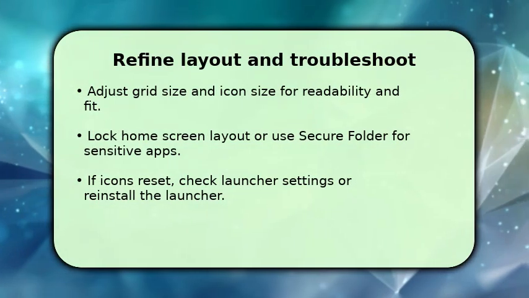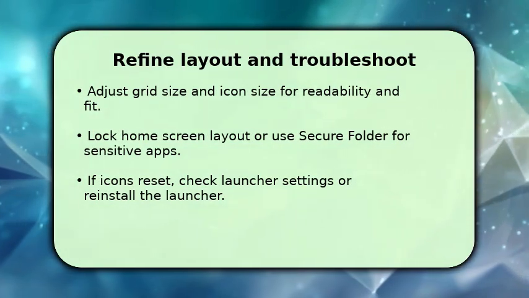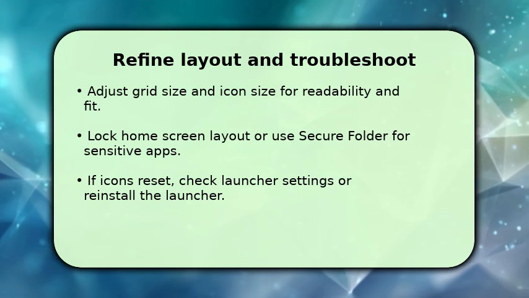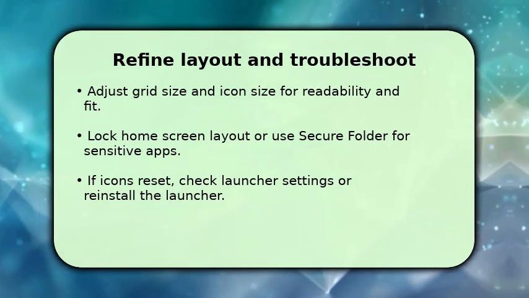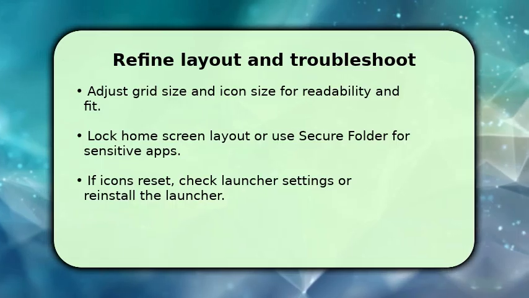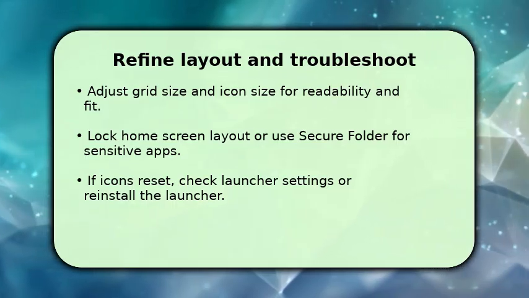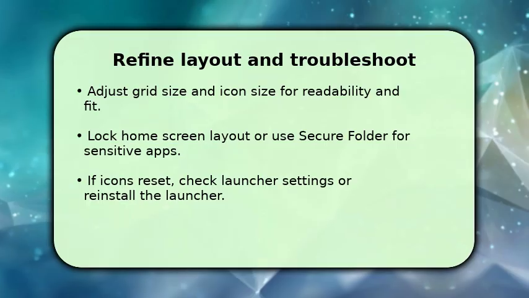Finish by refining. Change the home grid and icon size so everything is readable and evenly spaced, and move high-use apps closer to your thumb zone. You can lock the home screen layout or place sensitive apps in secure folder to prevent accidental moves.